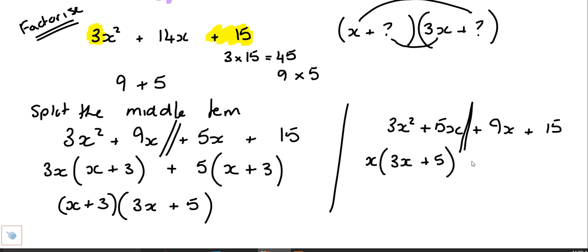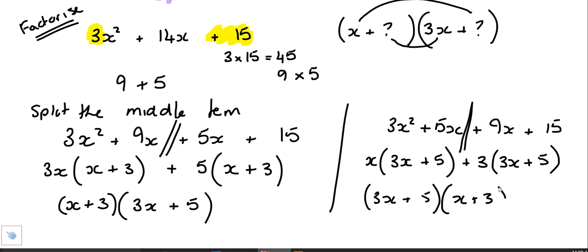It works. This one goes to 3 and 3x plus... And we refactorise, and this time we get 3x plus 5, and you just get it the other way around. Right? Which of course, because it's multiplication, you can do it either way.